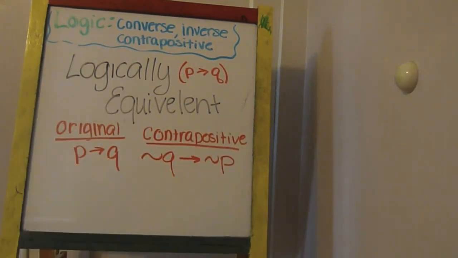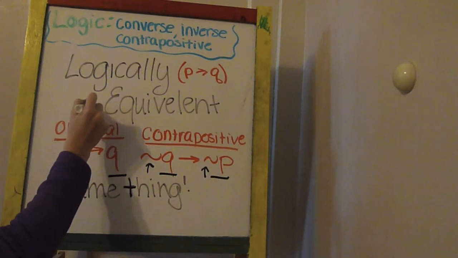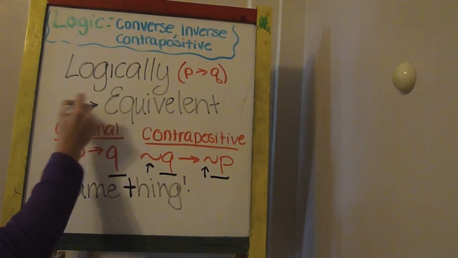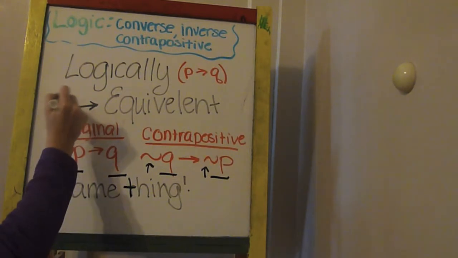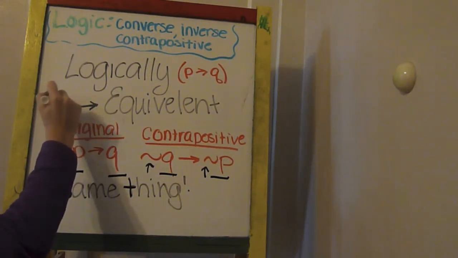So now let's do the one that's a little trickier to explain. Now we're getting the logically equivalent of P arrow Q. So we're going to take the original, which is P arrow Q, and we're going to put P as if I have money, and then Q as then I will go to the movies. So you take the original, which is if I have money, then I will go to the movies.